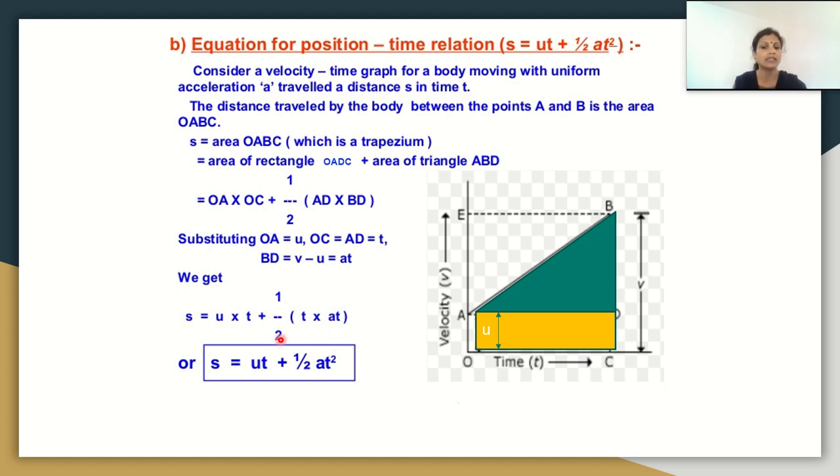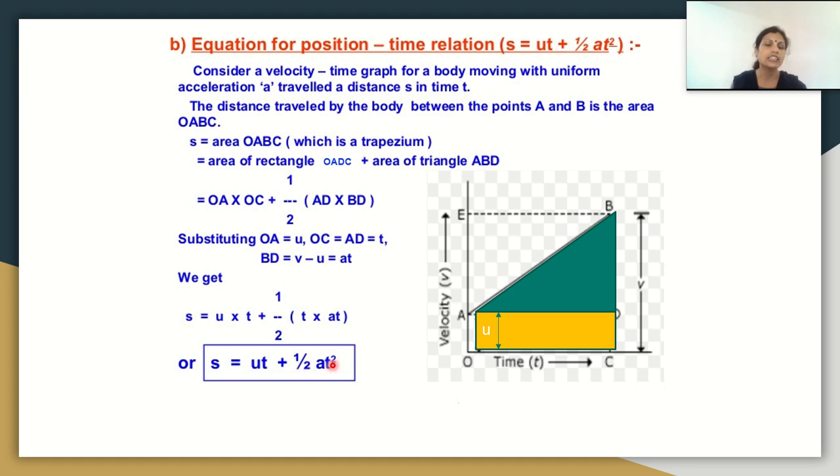In our case, what is the base? AD is the base. And what is the height? BD is the height. But what is BD? From equation 1, you have already calculated, BD is V minus U. Substitute these values, you get S is equal to UT plus half t multiplied by at. Okay, so if you solve it, we get S is equal to UT plus half at square.